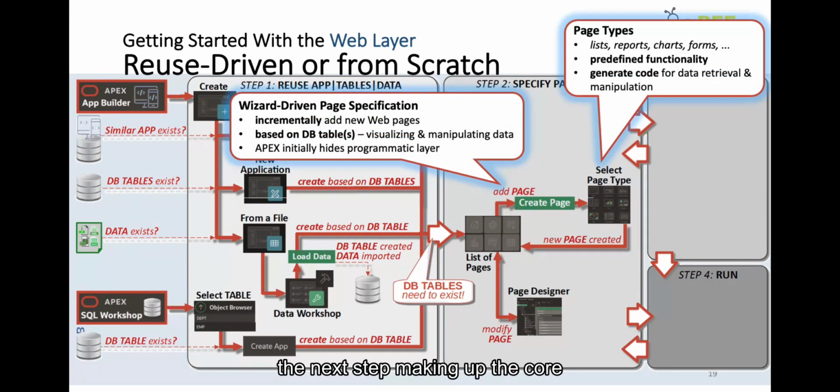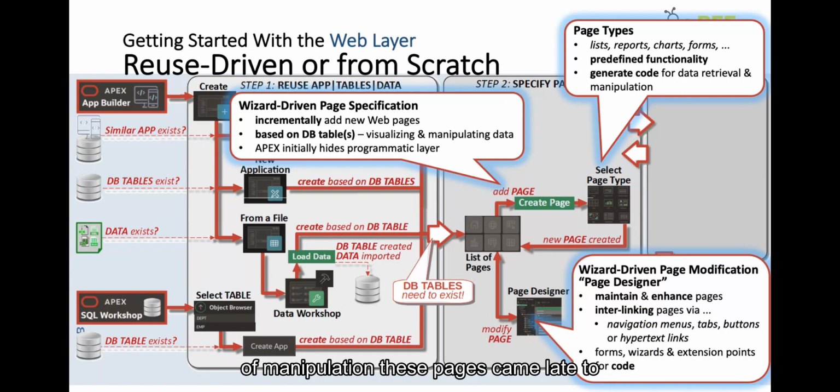In the next step, making up the core of the web application layer, pages can be incrementally added to the web application, being based on database tables for visualizing and manipulating data. APEX thereby hides the programmatic layer in terms of low-code development through wizards, allowing to generate different types of pages with predefined functionalities for data retrieval and manipulation. These pages can later be maintained and enhanced, as well as interlinked. During modification of pages, supported through a set of forms and wizards, also extension points are given to add code.